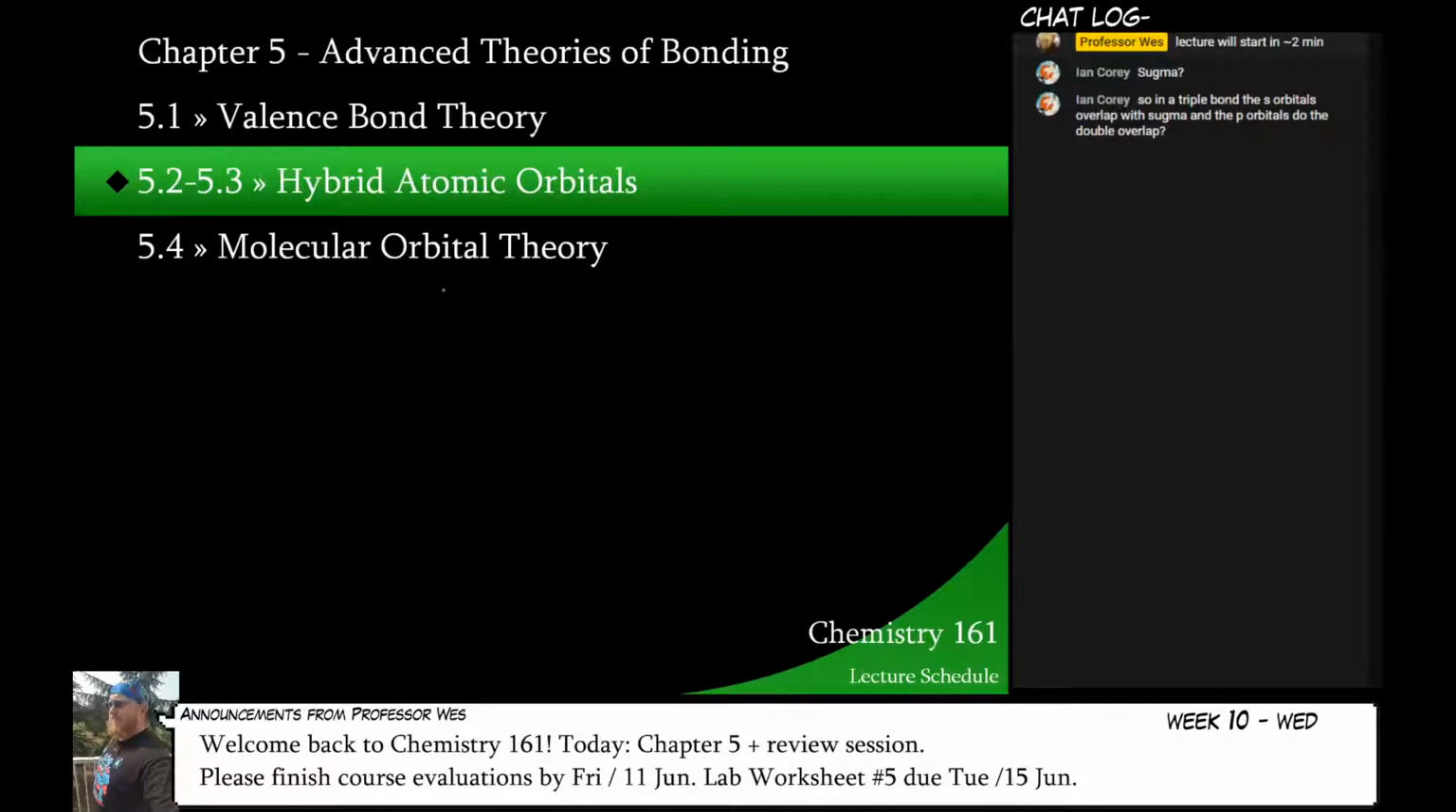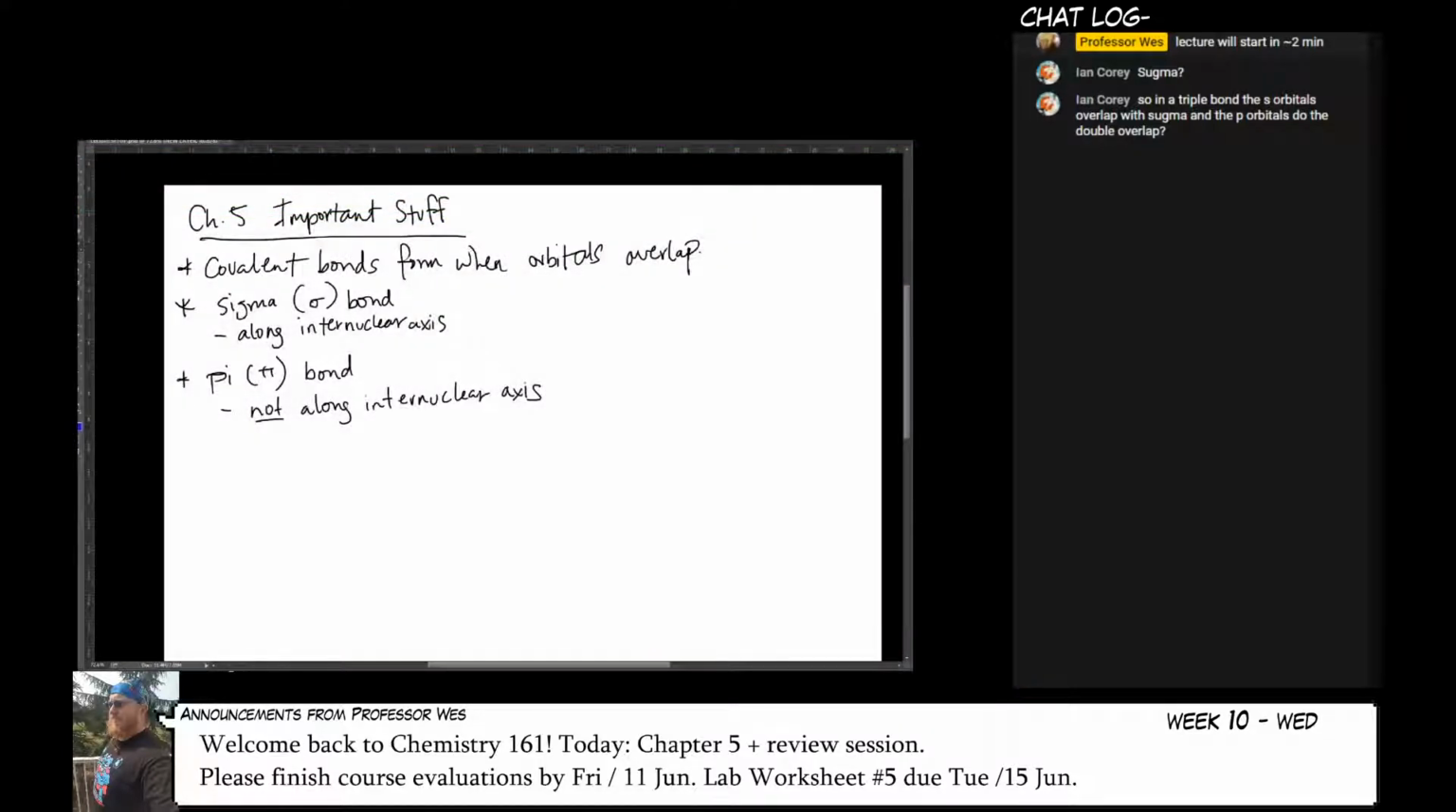Our model doesn't work. Okay, we're going to throw it out. We're going to just make up a new model. And that's where hybridization comes in. Hybridization is basically us saying, we don't know what's going on, so what we're going to do is do some math, in quotes, and make this work.